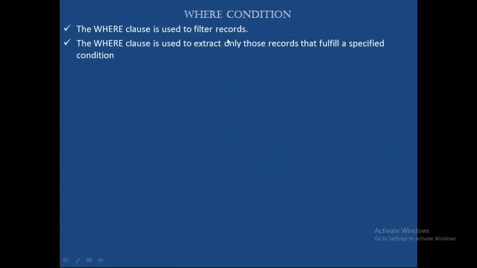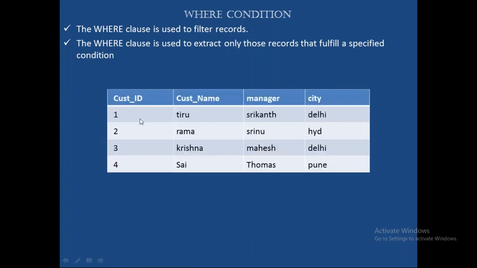Where condition. Now we'll look at the where condition. The where clause is used to filter records. The where clause is used to extract only those records that fulfill a specified condition. Okay, example, 1, 2, 3, 4, same records. Select star from customer. Everything it will take. From that, it is going to filter where city equal to Pune. Where city equal to Pune.